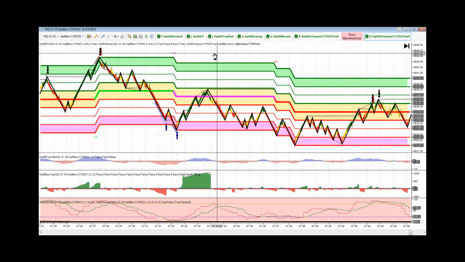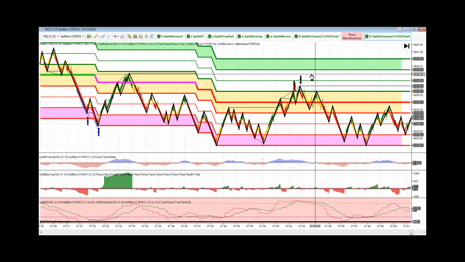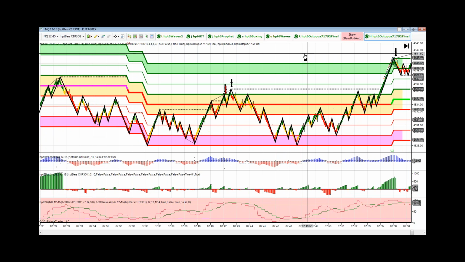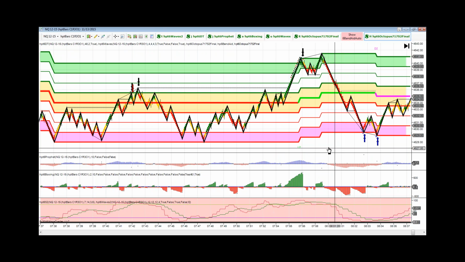We moved up again. This looks like a mirror reflection of before, doesn't it? Short entry here, second one here, went down into a nice profit-taking area. Third entry here, and then one more bite out of the apple. Came down, went coast to coast.